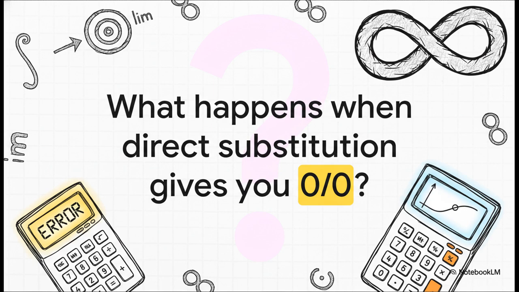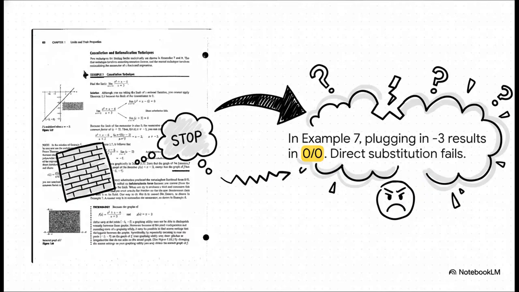Now, your calculator will just throw up its hands and give you an error. But in calculus, this is something else entirely. It's a clue. So, take a look at this example. When we try to find the limit as x heads towards -3, plugging it in gives us 0 divided by 0. This has a special name. It's called an indeterminate form, and trust me, it's the most common roadblock you're going to hit.